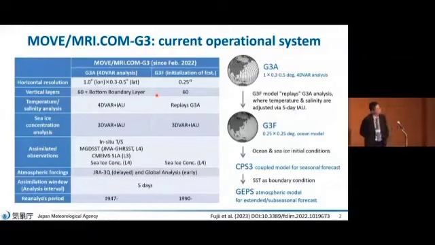So the current system, Move MRICOM G3, is composed of two different resolution models. One is called G3A for analysis, which conducts 4D-Var with 1 degree times 0.5 degree global ocean model. The other is called G3F for forecast, which is a quarter degree ocean model, the same as forecast model. And G3F model replaces the G3A analysis, where temperature and salinity are adjusted with 5-day IAU. And then G3F provides ocean and sea ice initial conditions to our coupled model, CPS3.